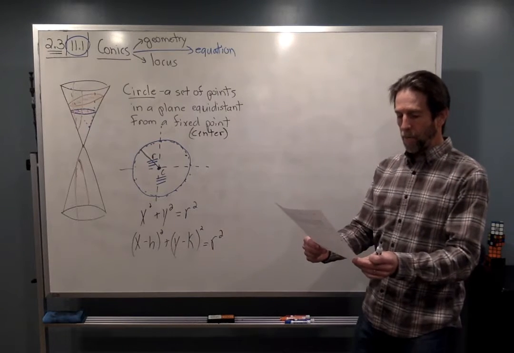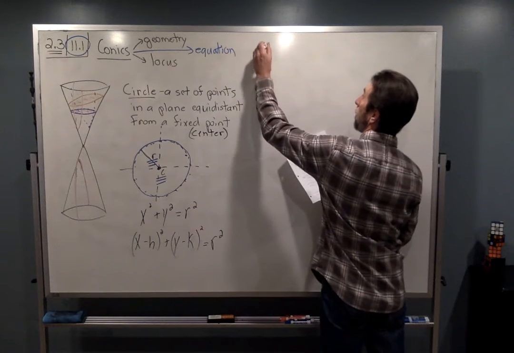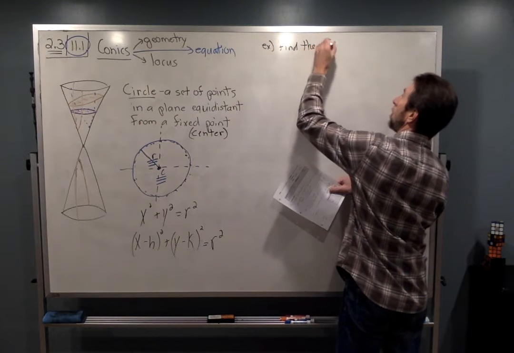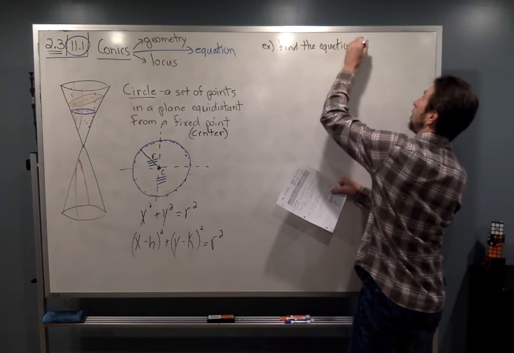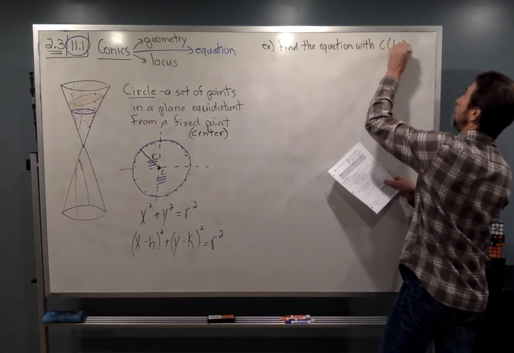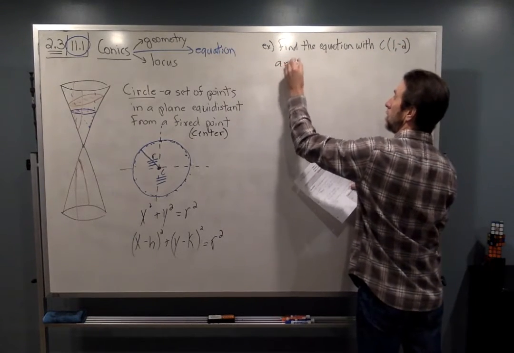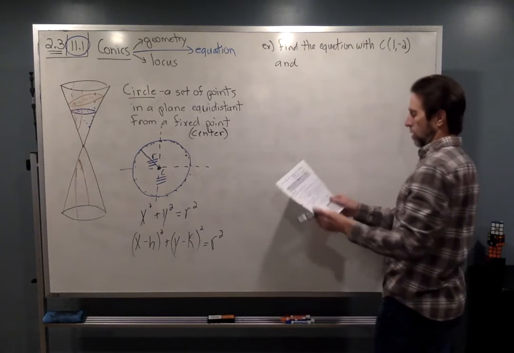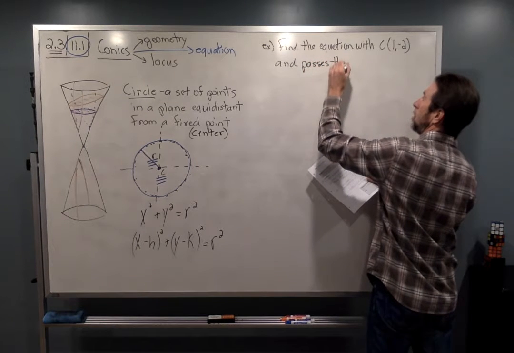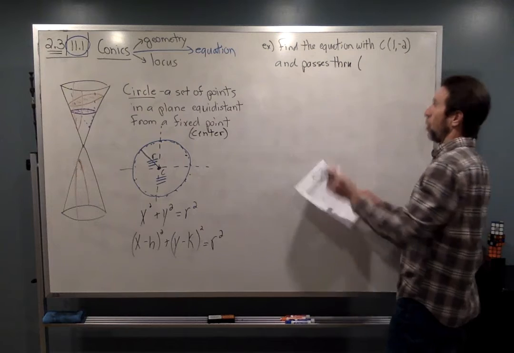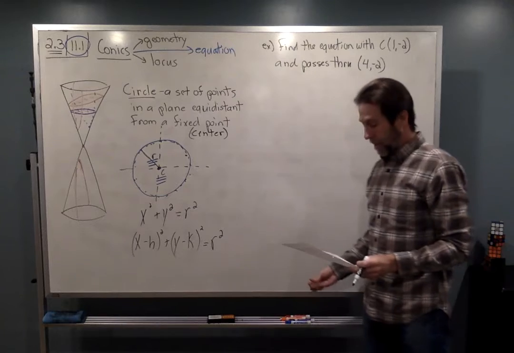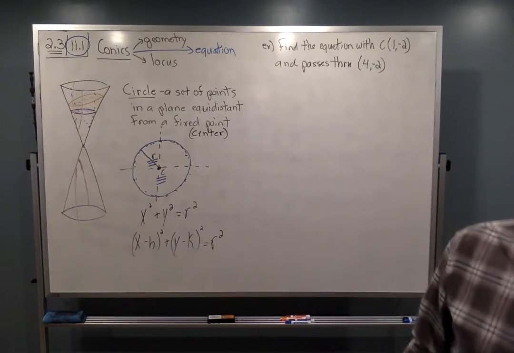Let's say we want to find the equation of a circle with center (1, -2) and through the point (4, -2). Now, as always, a sketch is not a bad thing to do. So if we want to sketch this function, of course we can.